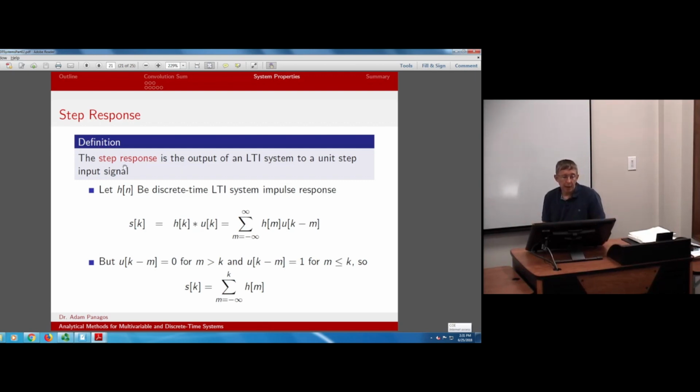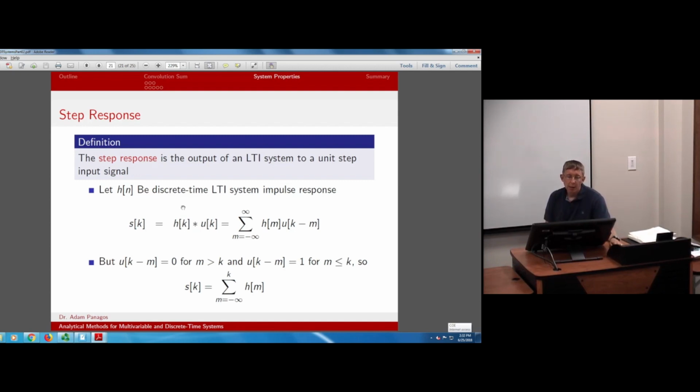Sometimes it's useful to define what we call the step response. Its definition is almost identical. My system's at rest doing nothing, but I put in a signal. Guess what signal I put in? A step, a unit step. What comes out is what we call the step response. Just like when we put in an impulse, what comes out is the impulse response. So this is just the output of the system due to a step being put into this at-rest LTI system.